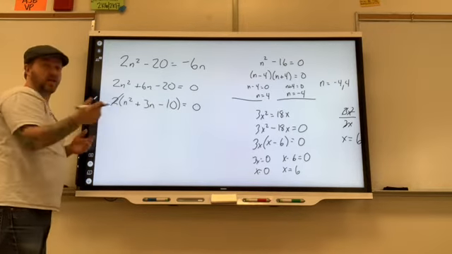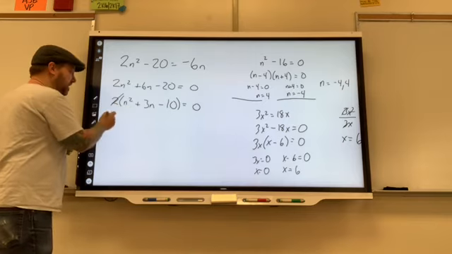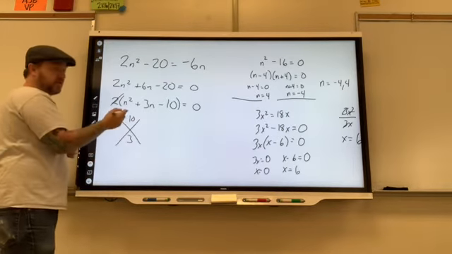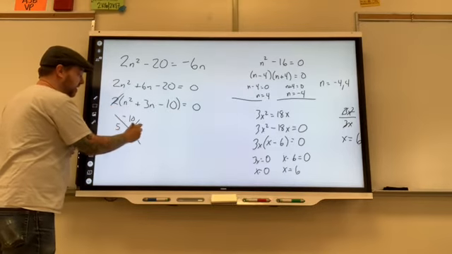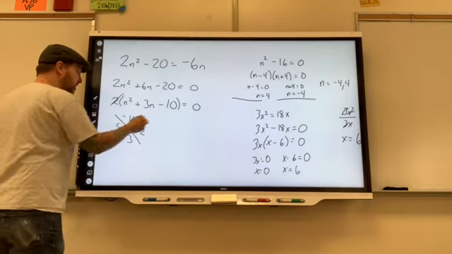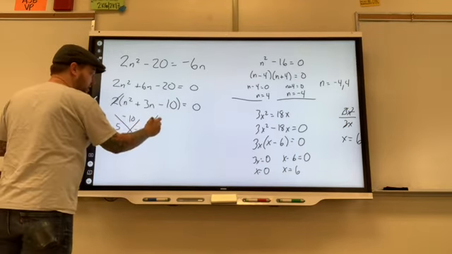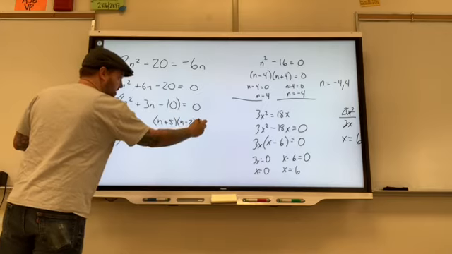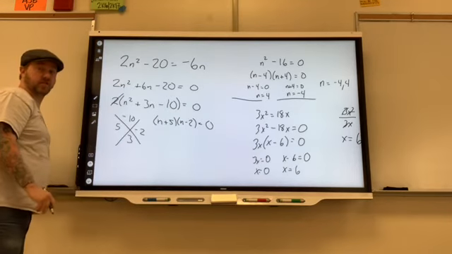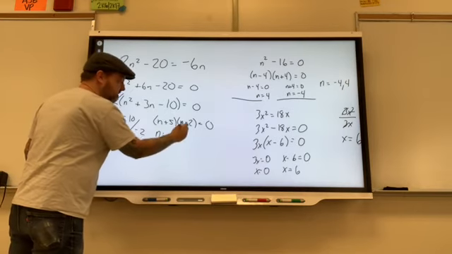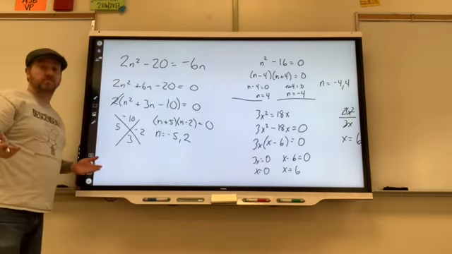Well, I can do the rectangle. I can just do the diamond. Negative 10, 3. So what do we got? 5 and negative 2, right? Yeah, okay. So n plus 5 times n minus 2 is 0. So n is negative 5 or 2. And that's it.